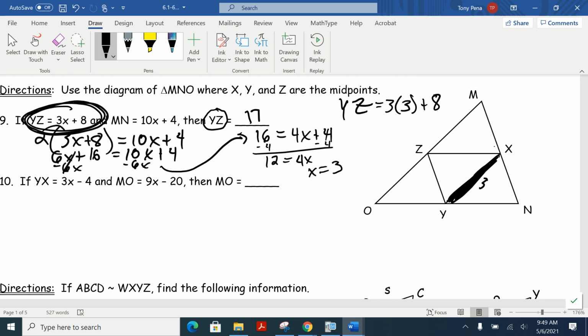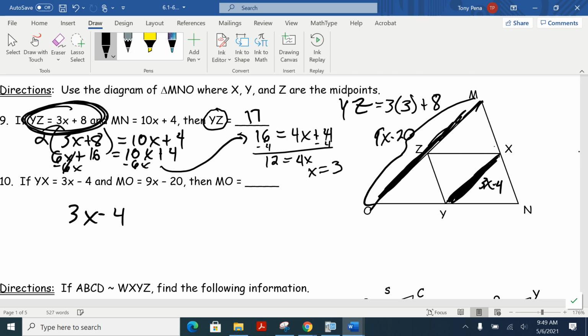You were given that YX is this 3x minus a 4. And then, not coincidentally, we were told the side that it is parallel to, this MO, this whole segment is 9x minus a 20. So pretty much the same rule now for the third or fourth time today. Second one with an equation. That 3x minus a 4 is half the size of the 9x minus 20. So to make those guys really equal to each other, we would need to double the smaller one. And when we do that, that would equal the bigger side of 9x minus 20.